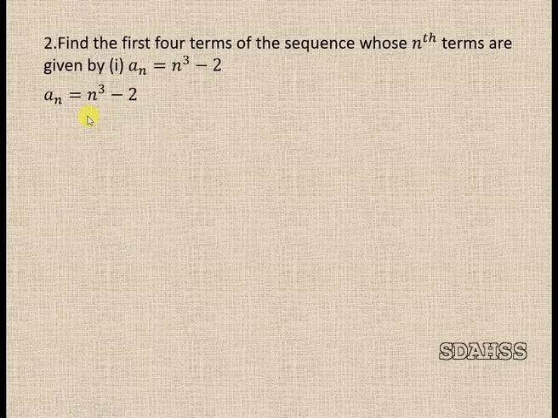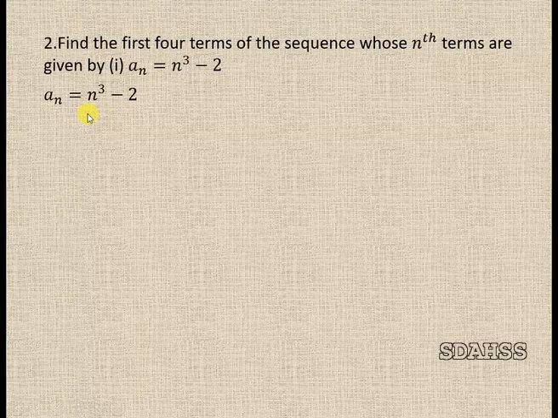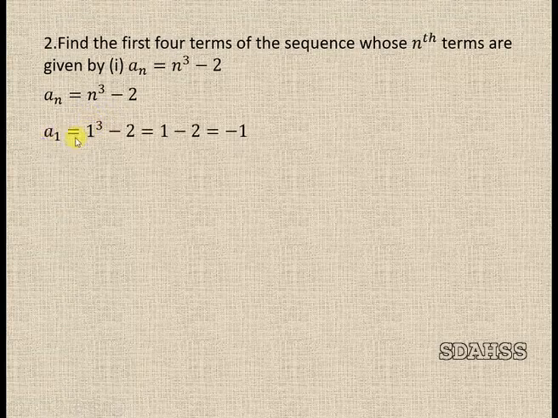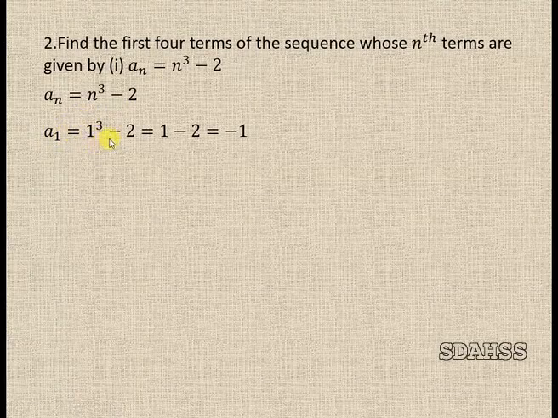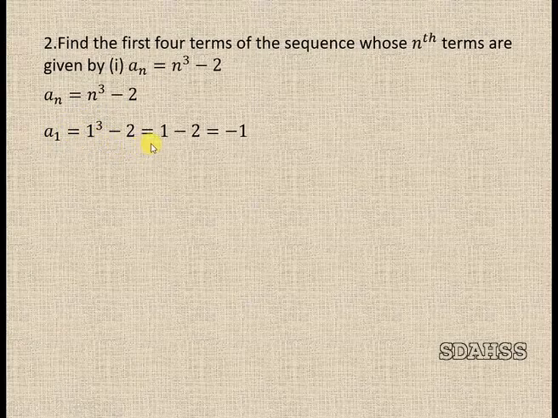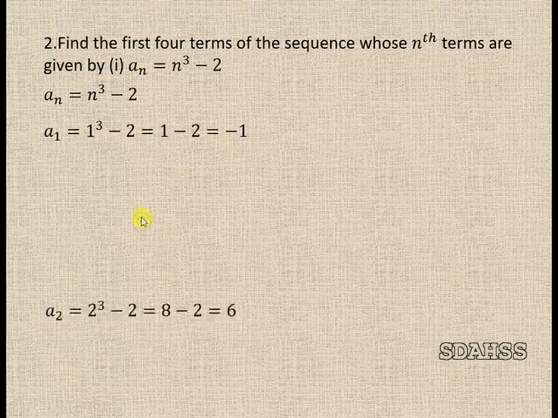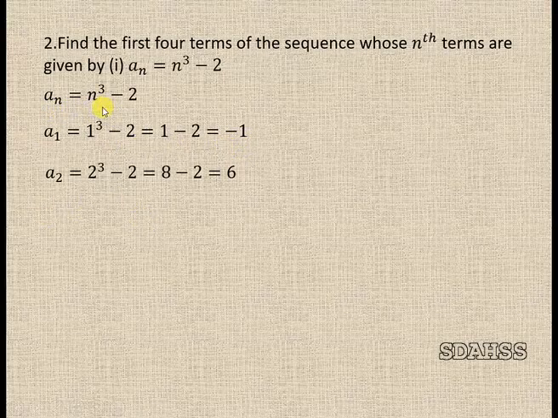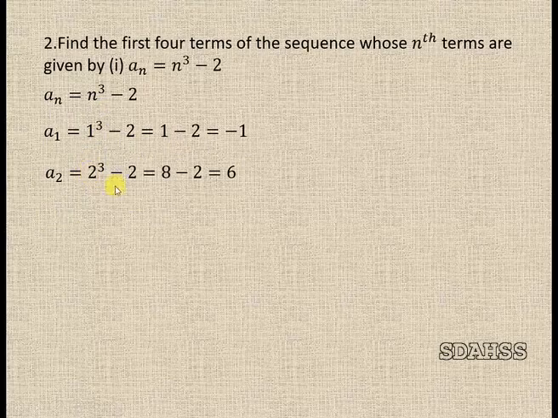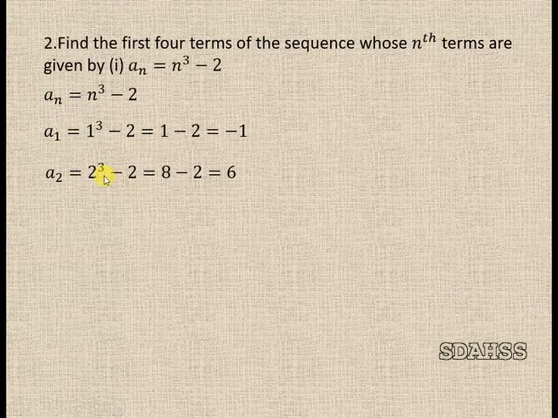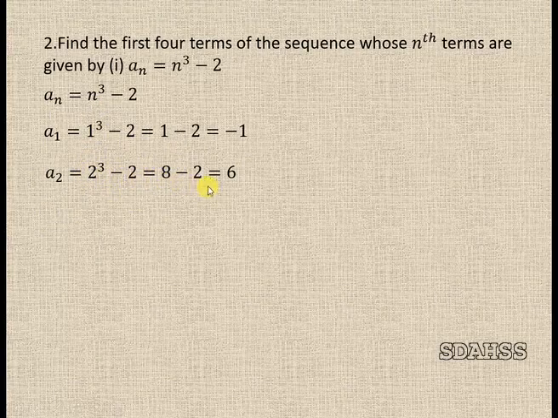If you substitute n is equal to 1 in the given nth term, then you have A1 is equal to 1³ - 2. 1³ means 1, 1 - 2, which is equal to -1. Substitute n is equal to 2 in the given nth term. So you have 2³ - 2, 2³ means 8, 8 - 2, 6.